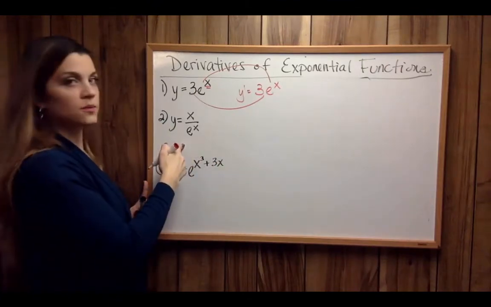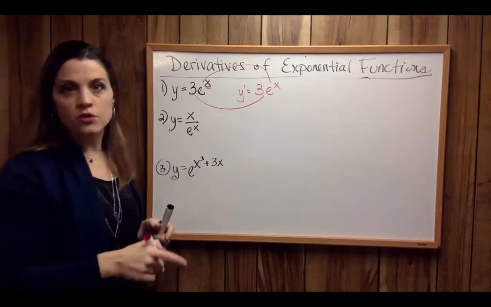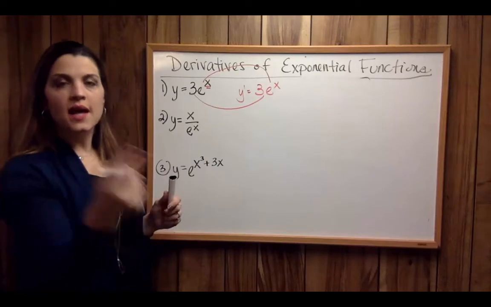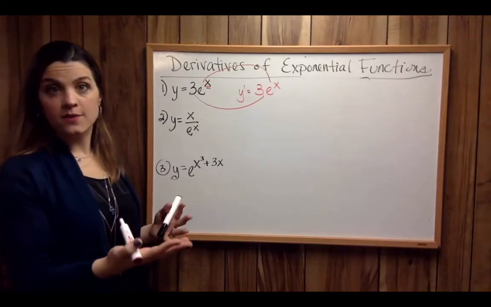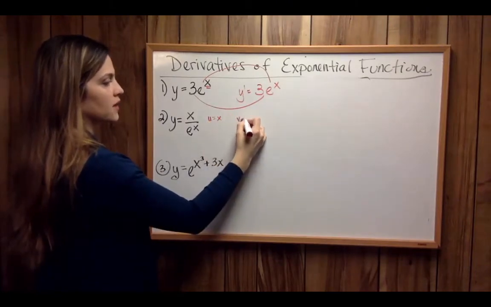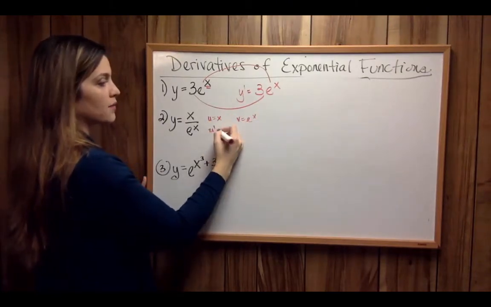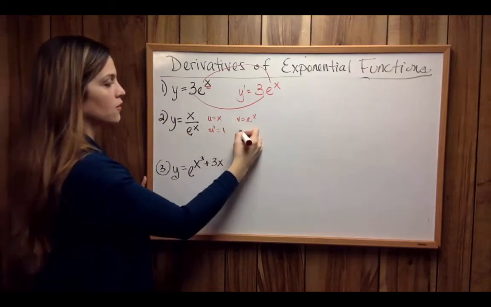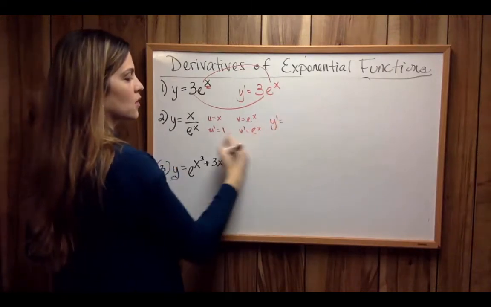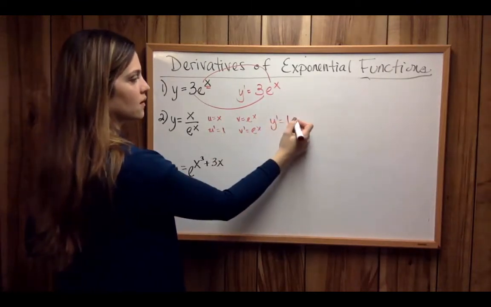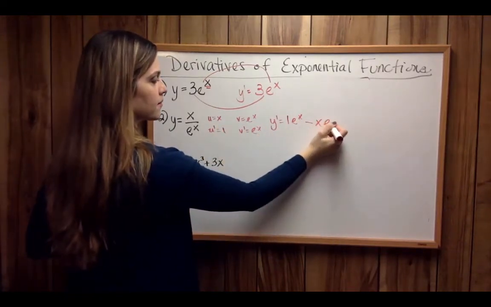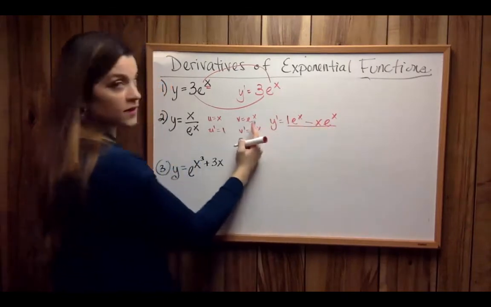Here, question 2. Your big function is a quotient rule. So make sure you do the quotient rule first, and then when you do your u and your v, you'll see then you'll use the derivative of the exponential function e. So if your u is x, your v is e to the x, your u prime, the derivative of x, is 1. Your v prime, the derivative of e to the x, is e to the x. Quotient rule: u prime v minus u v prime all over v squared.